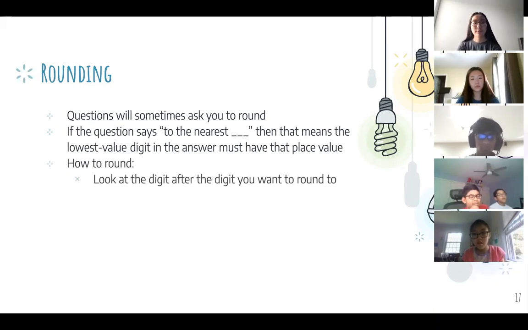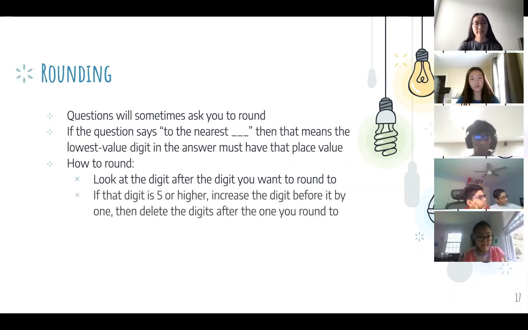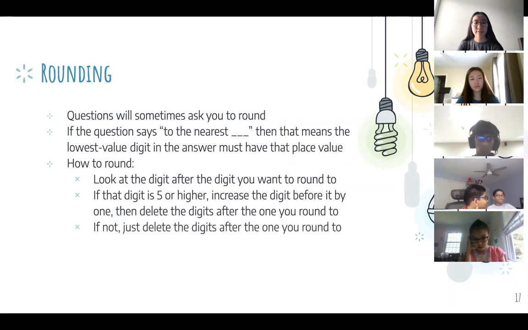So the steps for rounding a number is to first look at the digit after the digit you're going to round to. So if you're rounding to the tenths, you need to look at the hundredths place. If that digit is 5 or higher, you need to increase the digit before it by 1. And then you get rid of everything after that, or change it to a 0. If the digit is 4 or less, then you just get rid of the digits after the digit you round to. So that's kind of confusing.